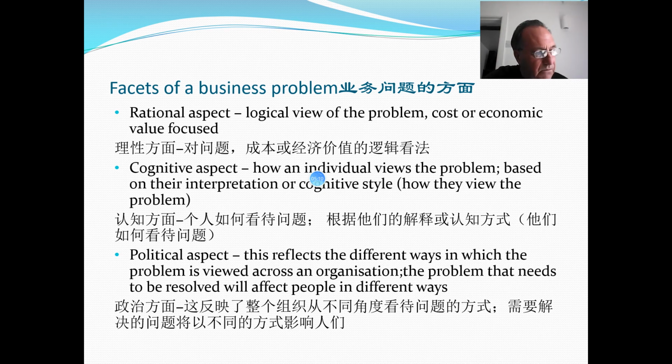In relation to the cognitive aspect, this is how individuals view the problems, and different individuals in an organisation may view a particular problem situation differently, and that may be due to where they're actually based within the organisation themselves.